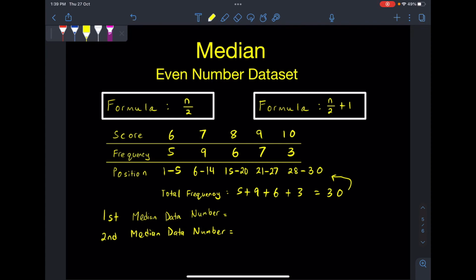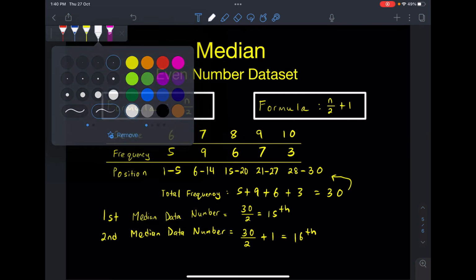Our first median data number, right? We are going to do 30 over 2 equals 15. So it's the 15th number. Our second median data number will be 30 over 2 plus 1. That would get me my 16th number. Right, so we have to go and find the position, right, guys? We have to go find the position, like where is it located.